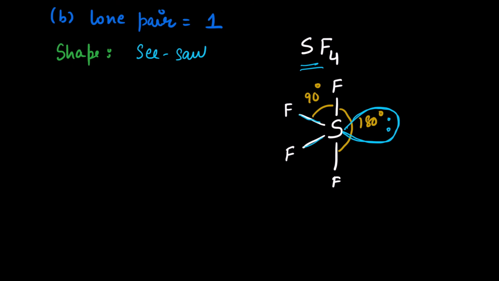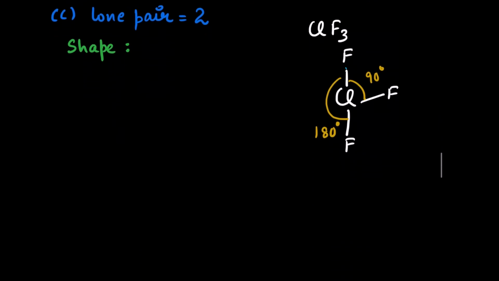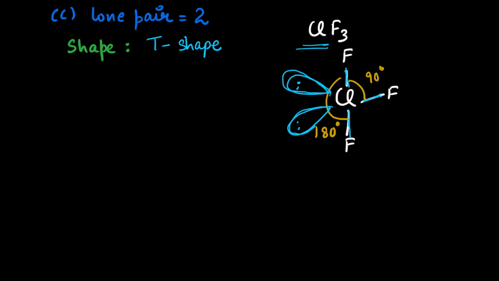Now let's look into the case where another bond pair is replaced by a lone pair. In that case, we have 3 bond pairs and 2 lone pairs. Those 2 lone pairs will acquire the equatorial sites. The shape will now change to a T shape in order to have the minimum repulsion between these 2 lone pairs and these 3 bond pairs. This is the case of the ClF3 molecule.